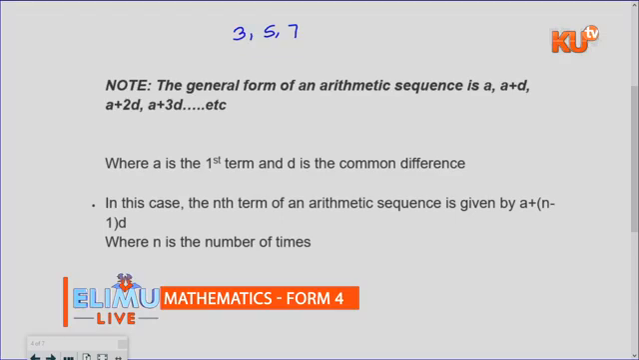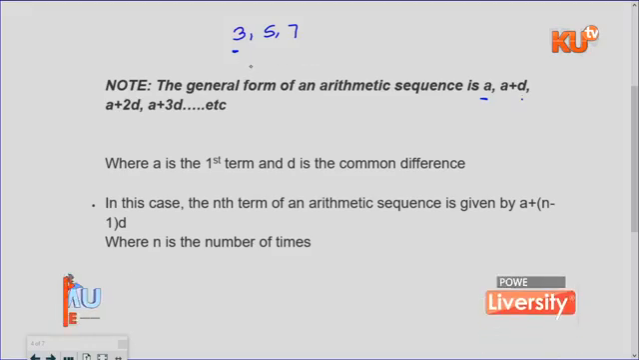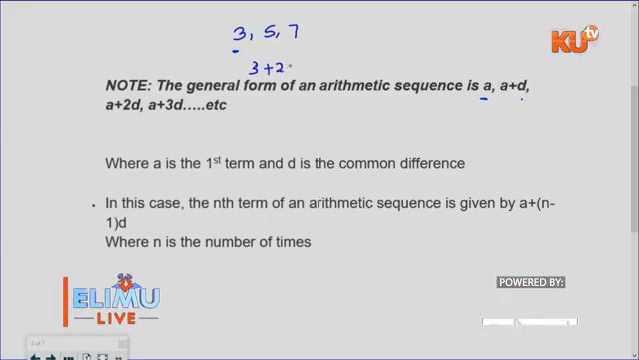The first term is 3. And so this now represents my A in this case; A is 3. So how do I get the next term? The next term, which is 5, is simply A plus D. And what is A? A is 3. So now it is 3 plus the difference, which is 2, and then we obtain 5. That's why 5 is the second term.